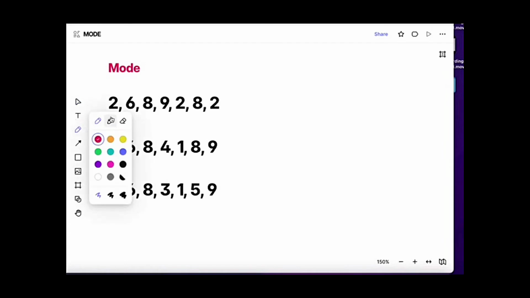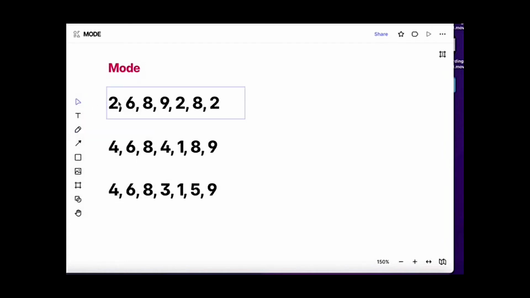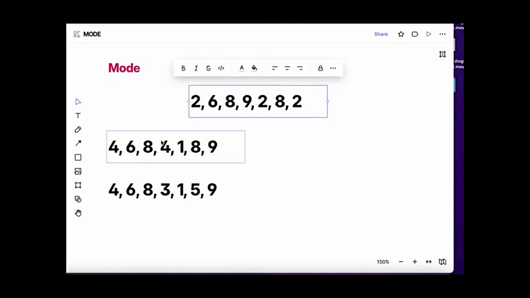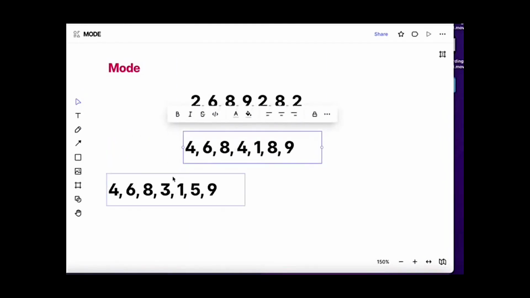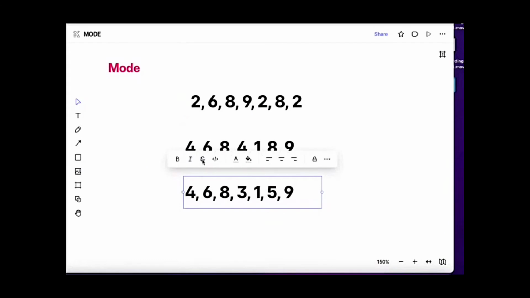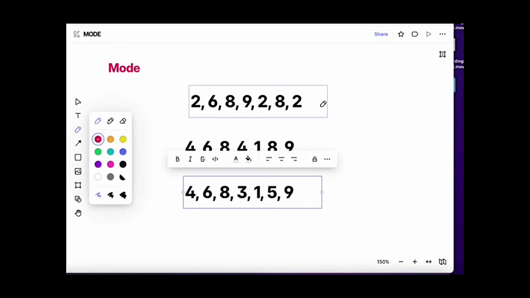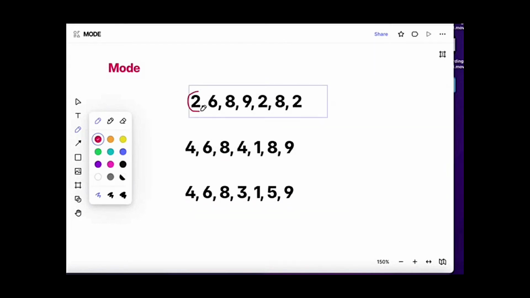So we'll look at the first one. And actually, you know what? Let me move these right here so that we can actually do this without any issues. Okay. All right. So we look at our first data set. And what is the number when we look at this that appears the most times? We see that we have an 8 here and we have another 8 here. But we also see that there's a 2, there's another 2, and there's another 2. So there's 3 2s in this data set.